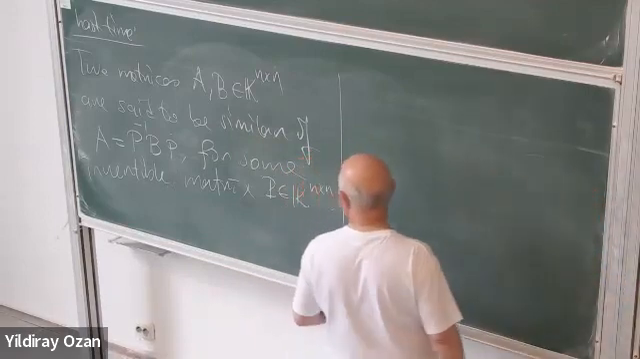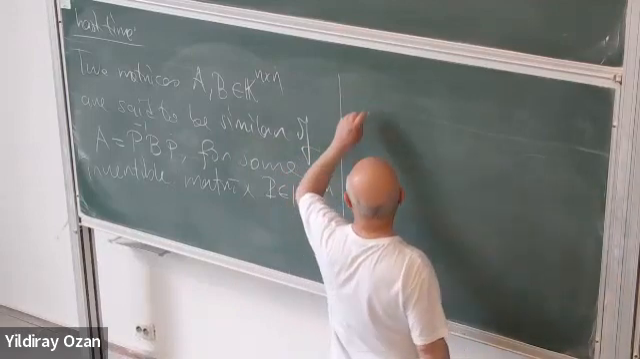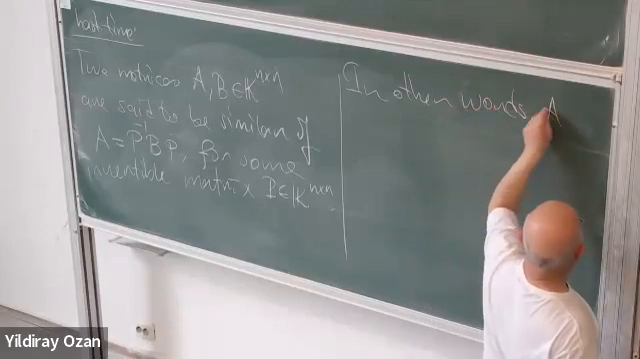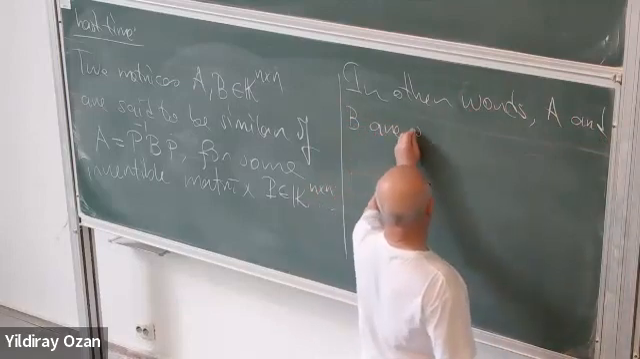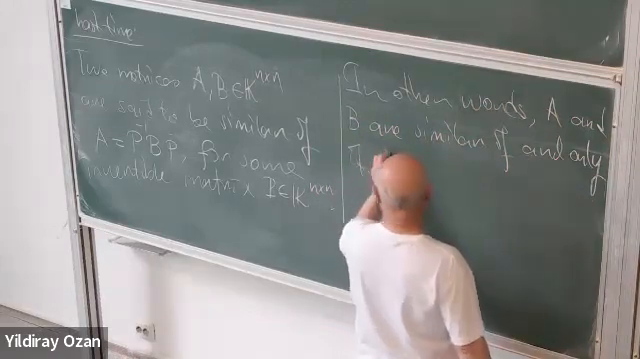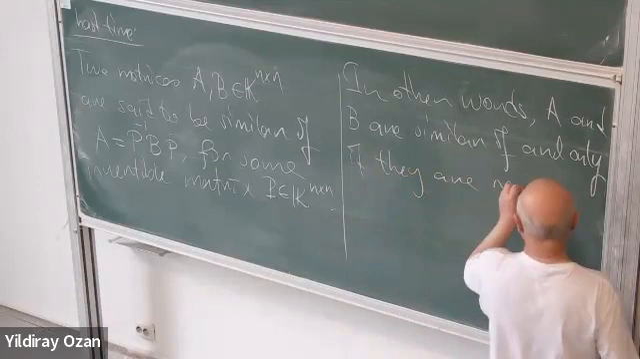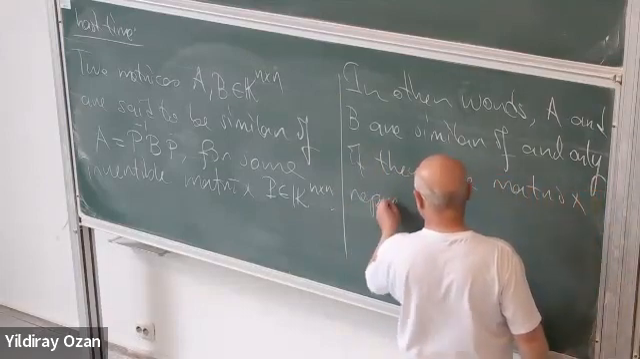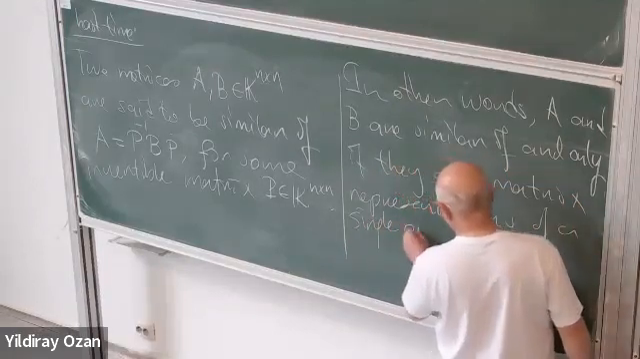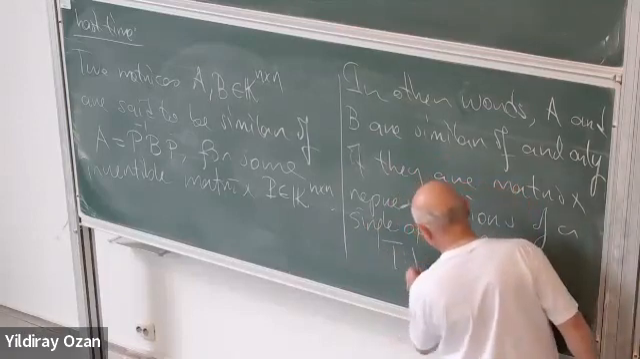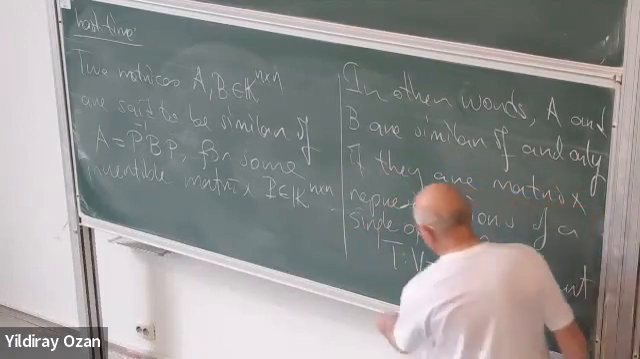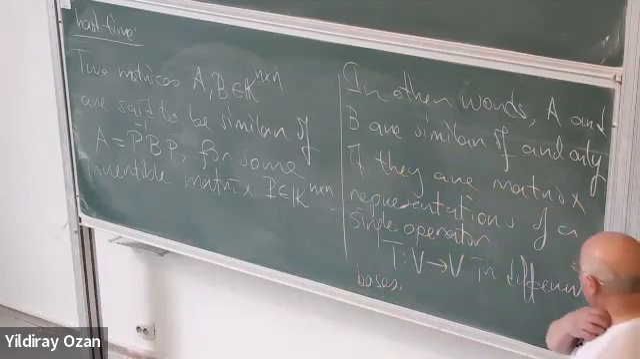Okay. So in other words, A and B are similar if and only if they are matrix representations of a single operator in different bases.